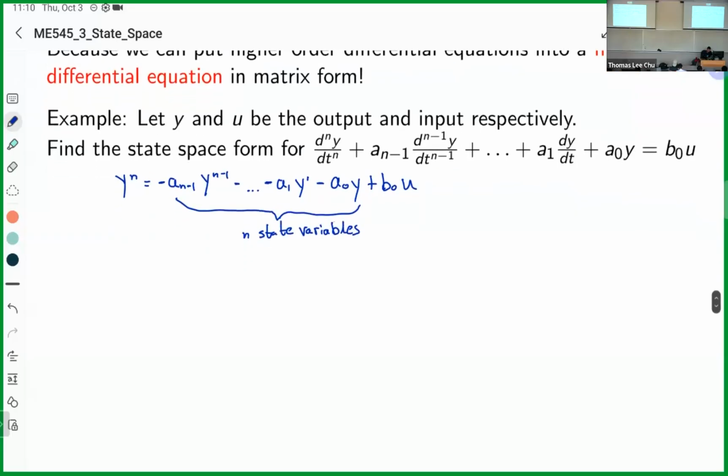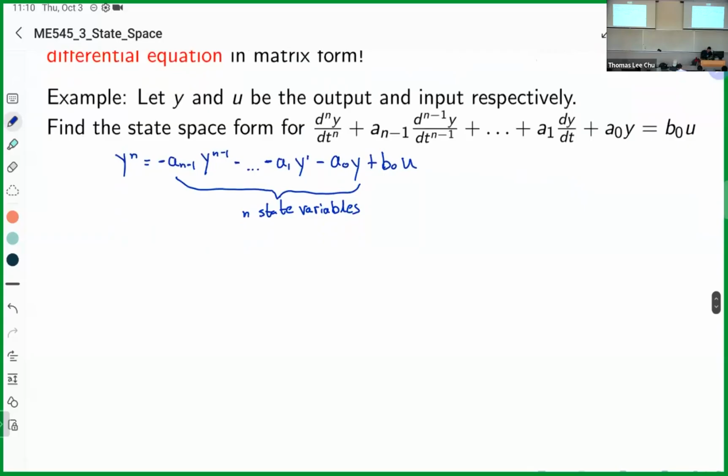What we want to do is put this into a state space equation. So let's first define our state variables. I'm going to call x equal to x1, x2, all the way down to xn. I'm going to define x1 as y, x2 as y first derivative, all the way to xn, which is going to be y to the n minus 1.